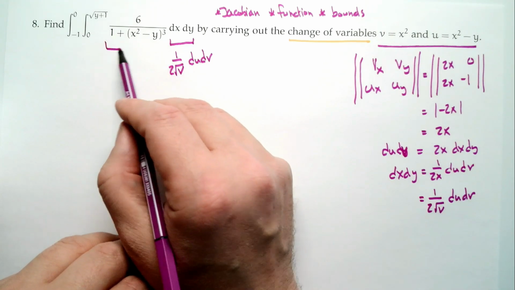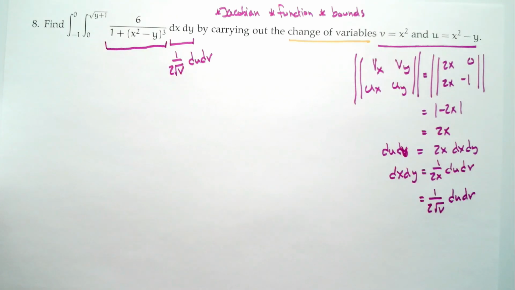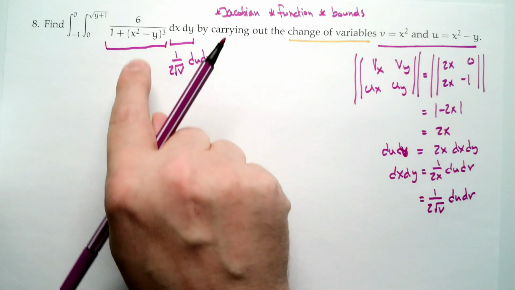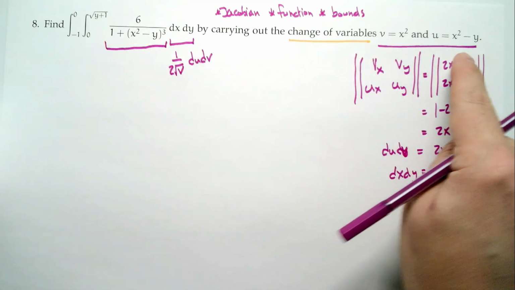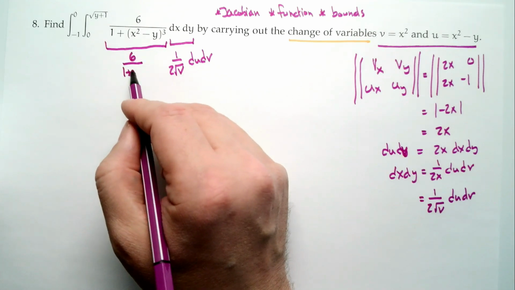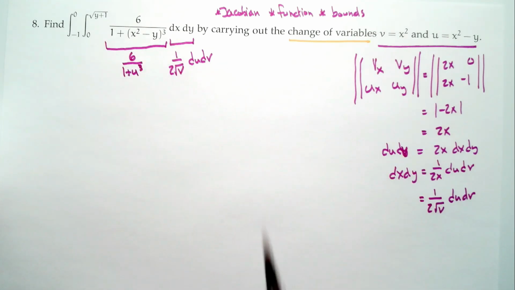Let's talk about our function. Now we go through and say, I need to write everything in terms of u and v. Well, there's a pretty clear thing. There's an x squared minus y. So we say, oh, well, that's 6 over 1 plus u cubed. Not looking promising, but okay, we'll deal with it when we have to.